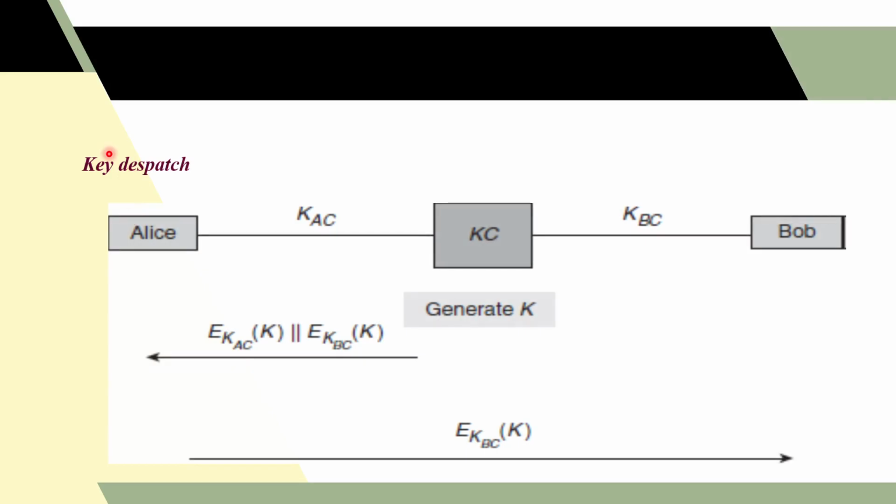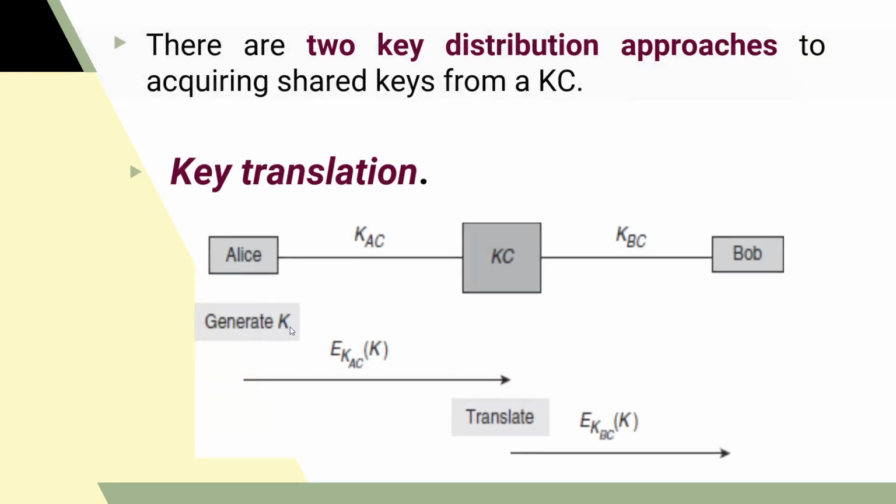Next one is key dispatch. So in key translation, by whom is the key generated? The key is generated by Alice. Alice generates the data key, encrypts it, and sends it.